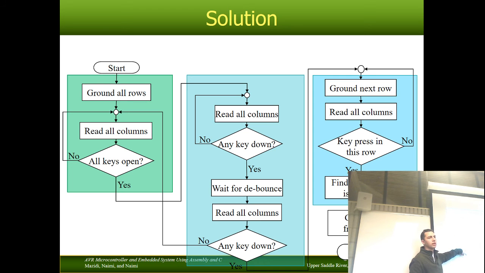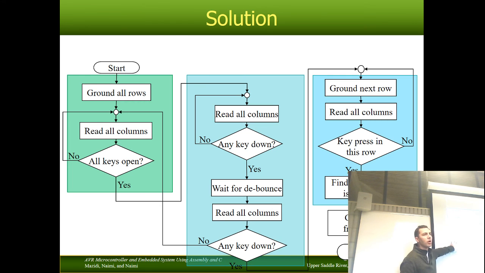If it is, come back, read all the columns. I think that might be swapped, or I'm reading it wrong. So keep reading the columns till it's open. Debouncing is going to occur here. We do have to debounce. We want to check if the keys are solidly pressed.